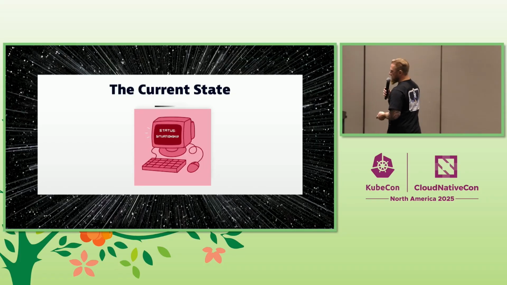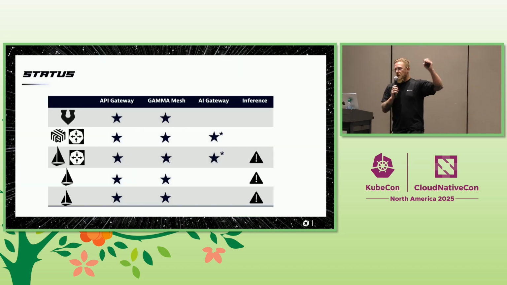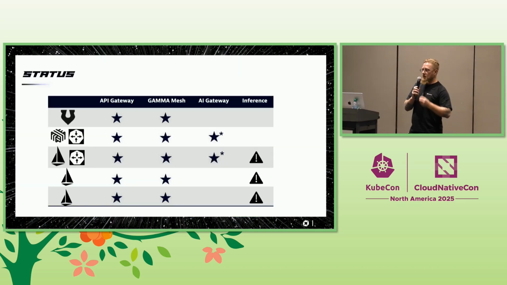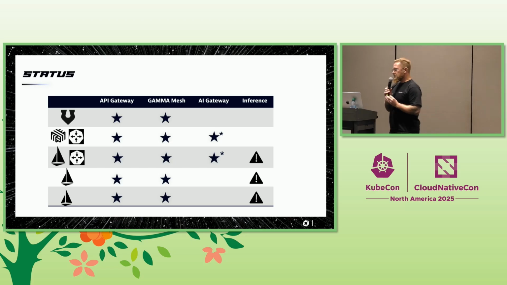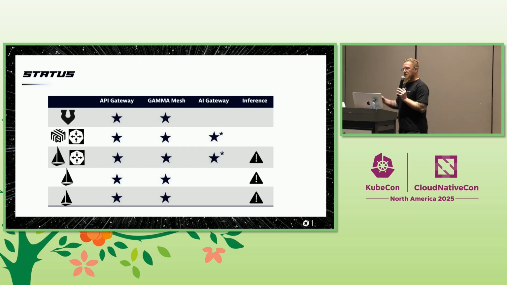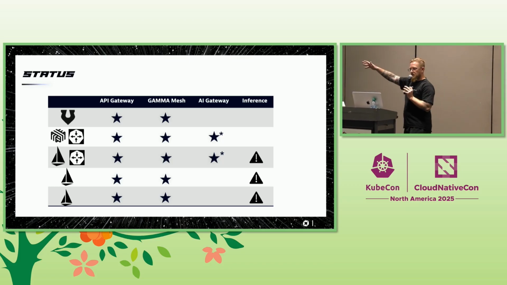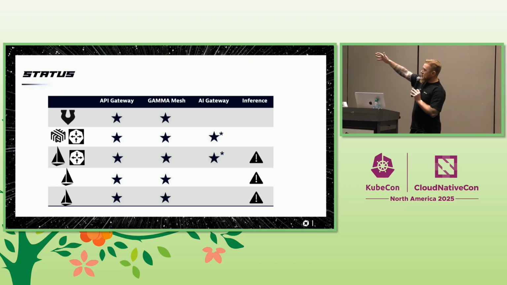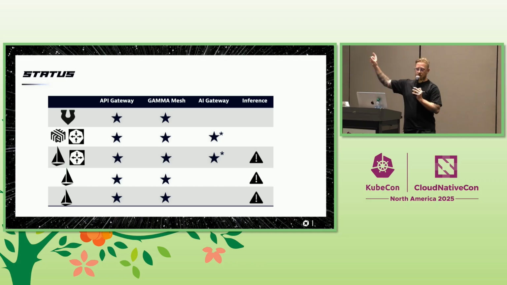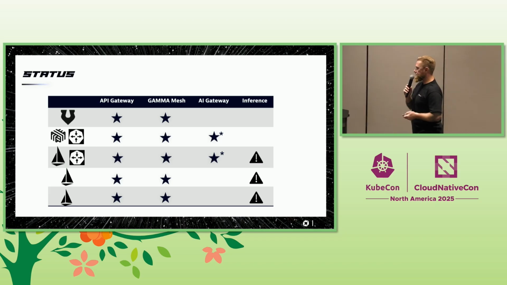So the current state, if you look at the products that I mentioned, here is the current support. So most of them support the Gateway API, no surprise. It supports the GAMMA mesh initiatives. They all support it in certain instances. And then if you want to go further with AI, with the AI gateway, and the inference, it's mainly the Istio family that supports it. And for the AI gateway, I put a star because kgateway has that support. The others, of course, don't have it.